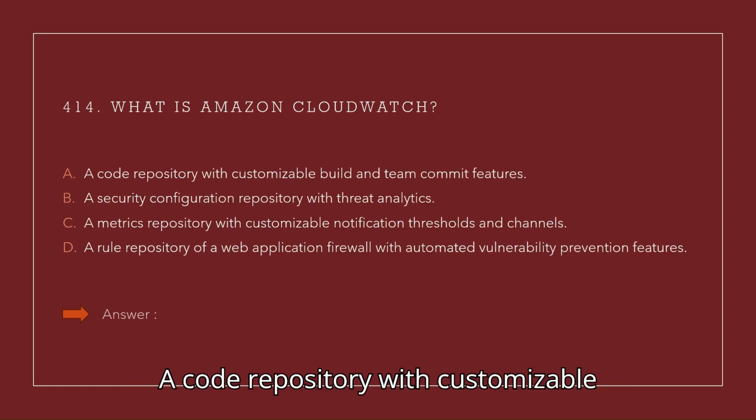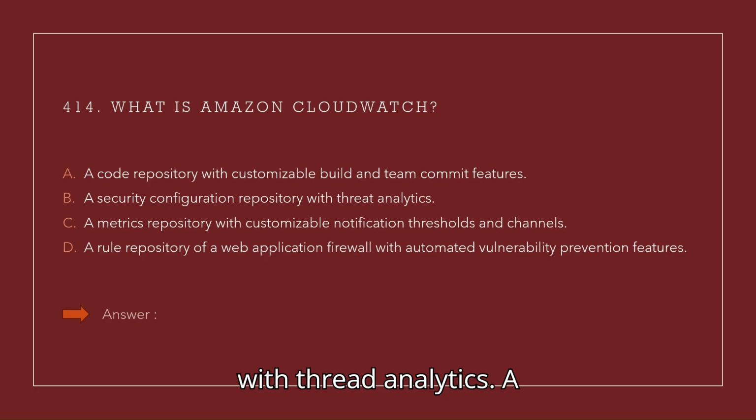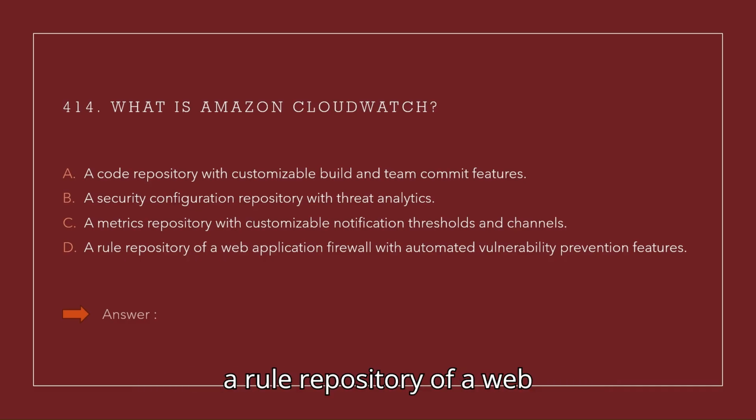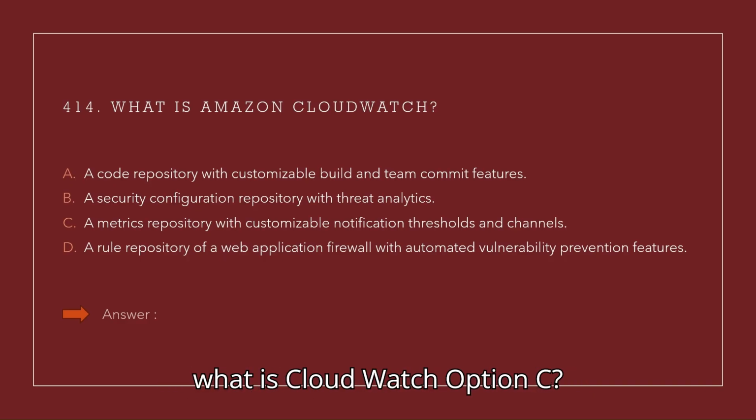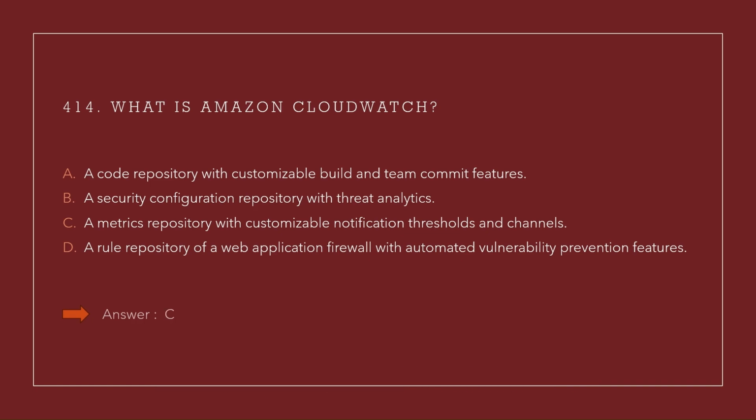Moving on. What is Amazon CloudWatch? A code repository with customizable build and team commit features, or a security configuration repository with threat analytics, a metrics repository with customizable notification thresholds and channels, or a rule repository of a web application firewall with automated vulnerability prevention features. So, what is CloudWatch? Option C. CloudWatch is a metrics repository with customizable notification thresholds and channels.